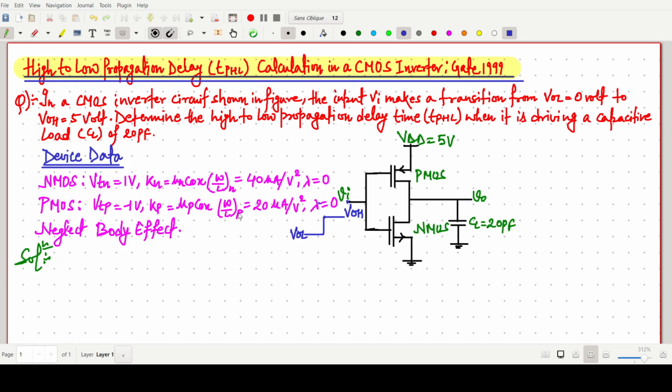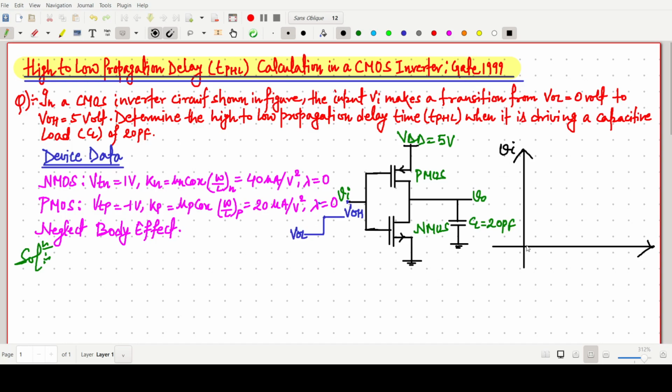So now we have to come to the question. So we have to find the TPHL. So we have to identify where is the TPHL in the output waveform of an inverter. So first we have to draw the output waveform. So before that, first I am going to draw both input as well as output voltage.